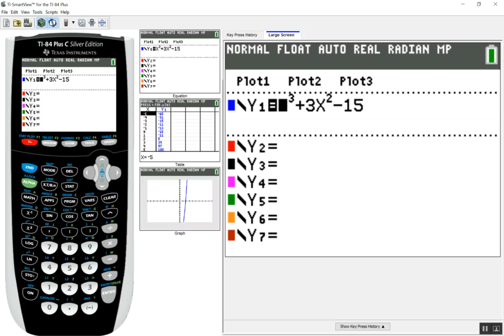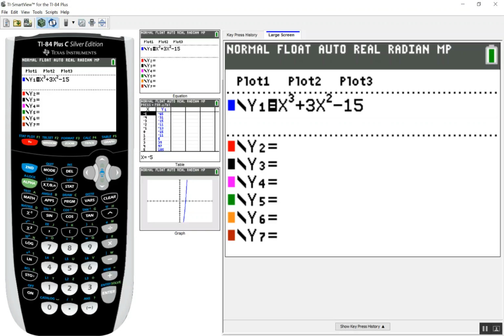So I've already punched in a function, as you can see, x cubed plus 3x squared minus 15, and we're going to find the real zeros. And you're going to notice that while the option we're going to use has changed, the way we're going to find it is going to be very similar to how we were intersecting two graphs.